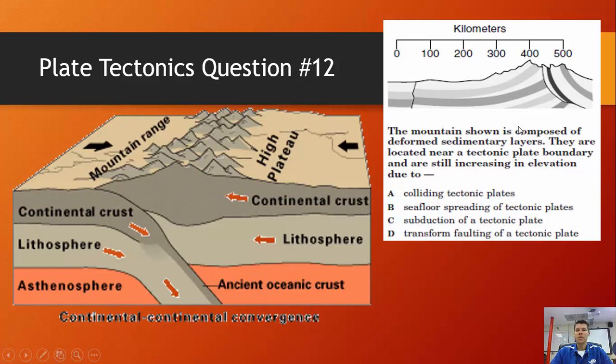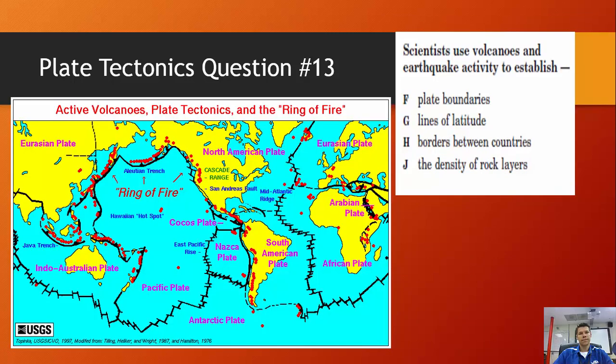So the mountain shown is composed of deformed sedimentary layers. They are located near a tectonic plate boundary and are still increasing in elevation. So why would mountains still be going higher? The answer would be because the 2 crusts are still colliding. So A, colliding tectonic plates.